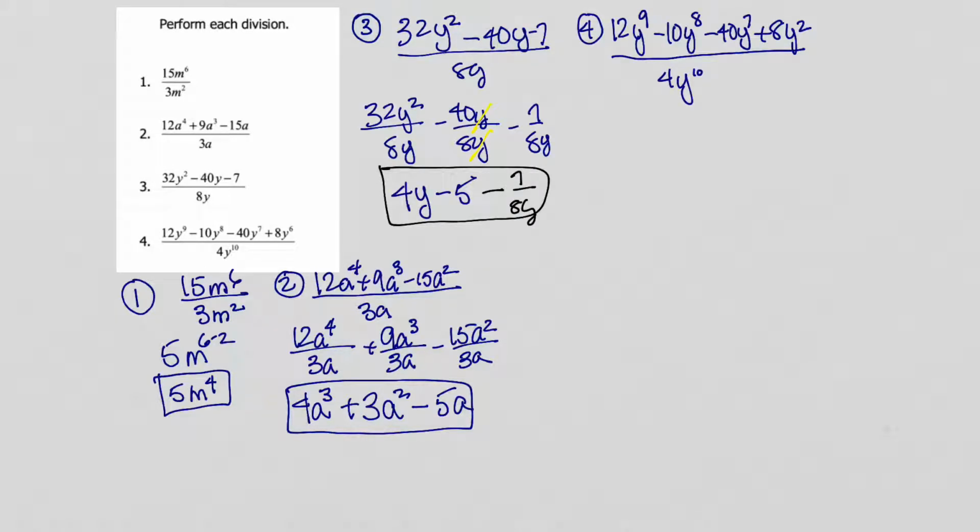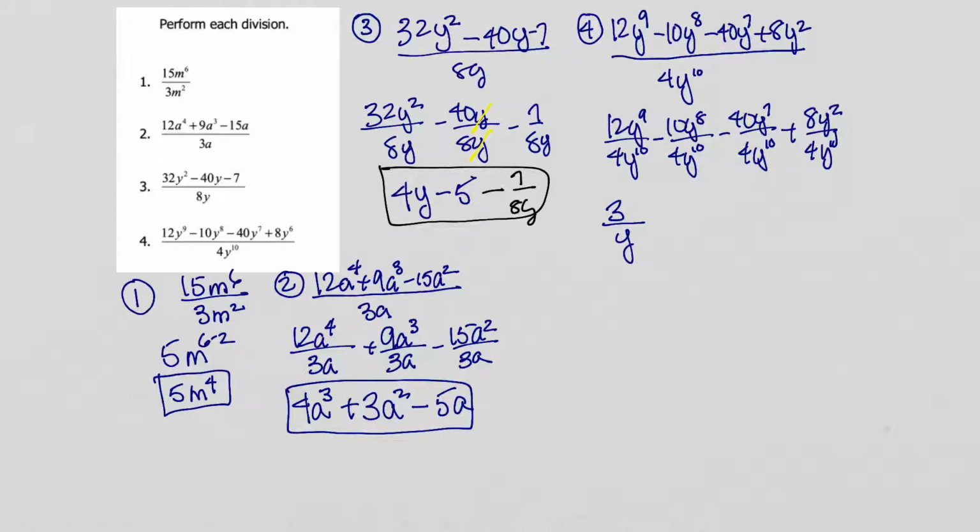Now we're going to break this one up into 4 individual fractions. So we're going to get 12y to the 9th over 4y to the 10 minus 10y to the 8 over 4y to the 10 minus 40y to the 7 over 4y to the 10, and then plus 8y squared over 4y to the 10. Now we can do some divisions here. 12 divided by 4 is 3. But then what have we got here? There's 9 y's on the top and 10 on the bottom. 9 of these 9 will cancel with 9 out of the 10, leaving 1 on the bottom.